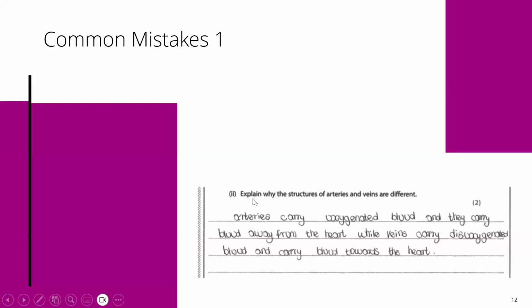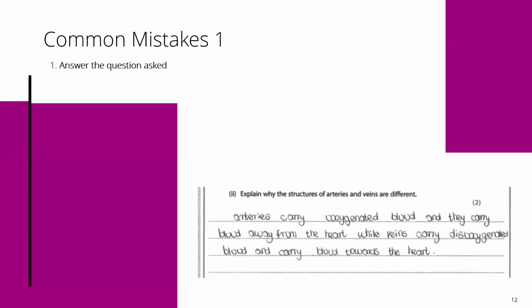But the question was, explain why the structure of arteries and veins are different. So even though that answer has good science, it doesn't answer that question. They've not seen or noticed or taken note of the word structure. So their response doesn't answer the question. So in this case, that would get 0 marks.